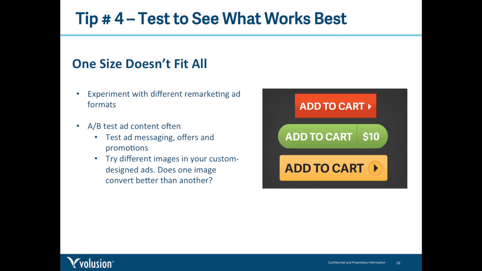And talking about what's performing best, that moves us right along to tip number 4. Test to see what works best. So remember that as with any marketing campaign, one size isn't going to fit all. So you want to experiment with the different remarketing formats. You can test out dynamic remarketing versus standard remarketing that Sean talked about earlier. And then also you can test your ad content. So you want to A/B test often. You can test images, button colors, promotional text. All of that can have an impact on your conversions, and you'll want to see what performs best so that way you can roll it out to other campaigns.